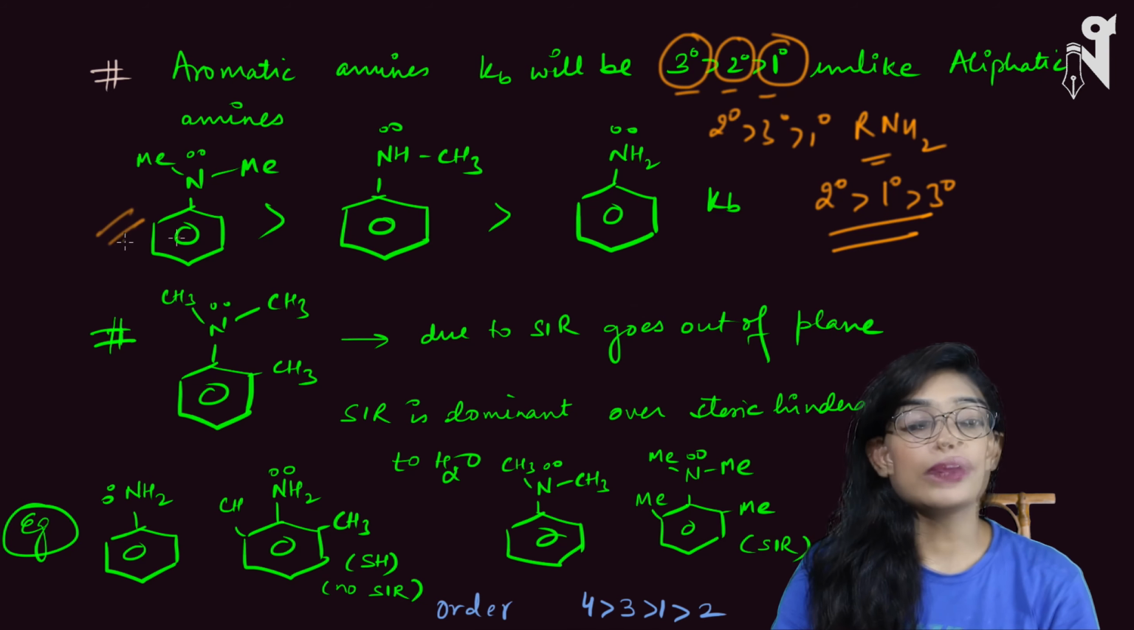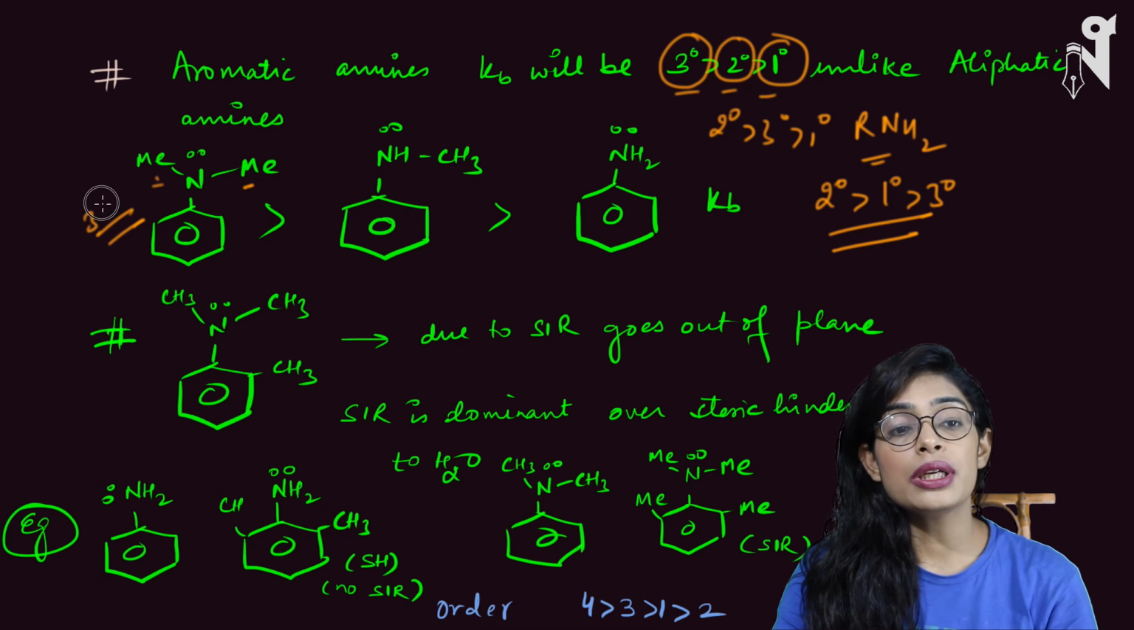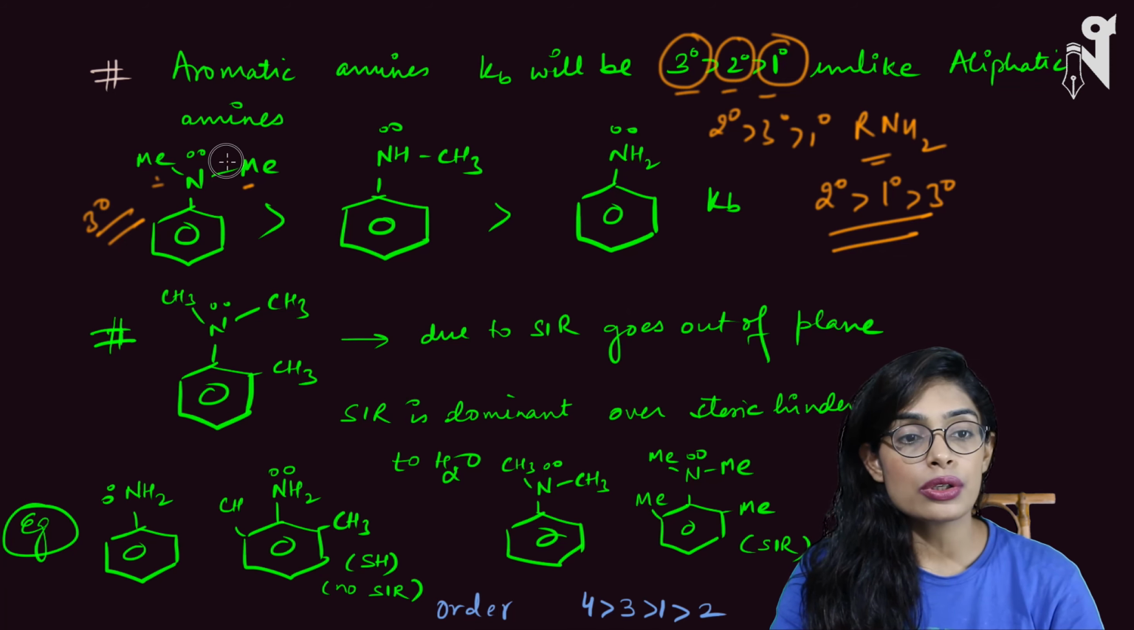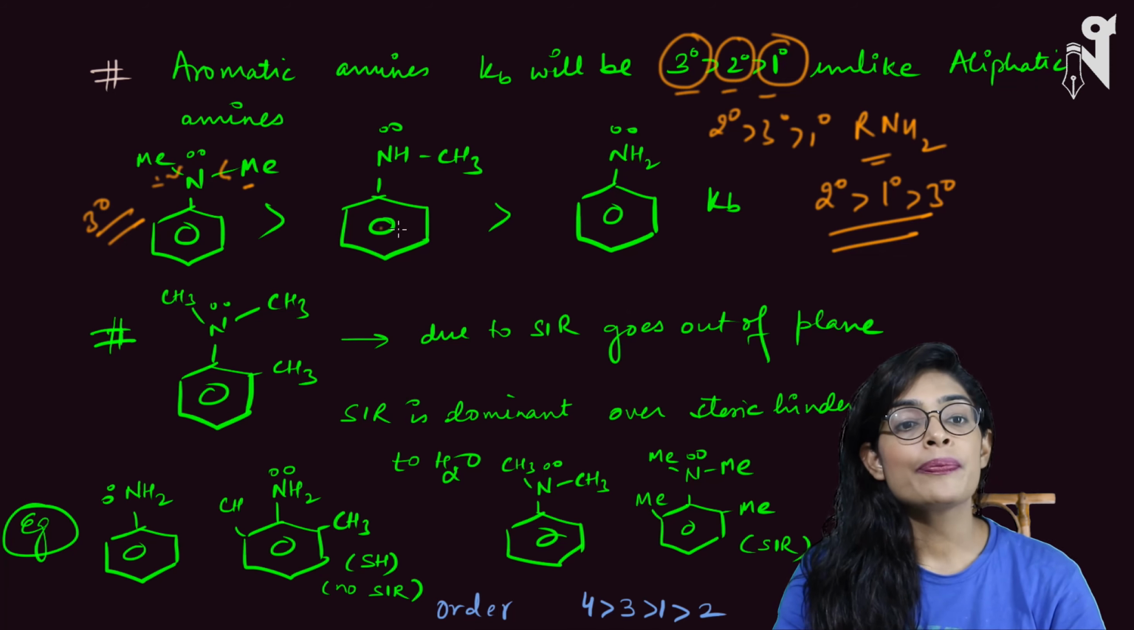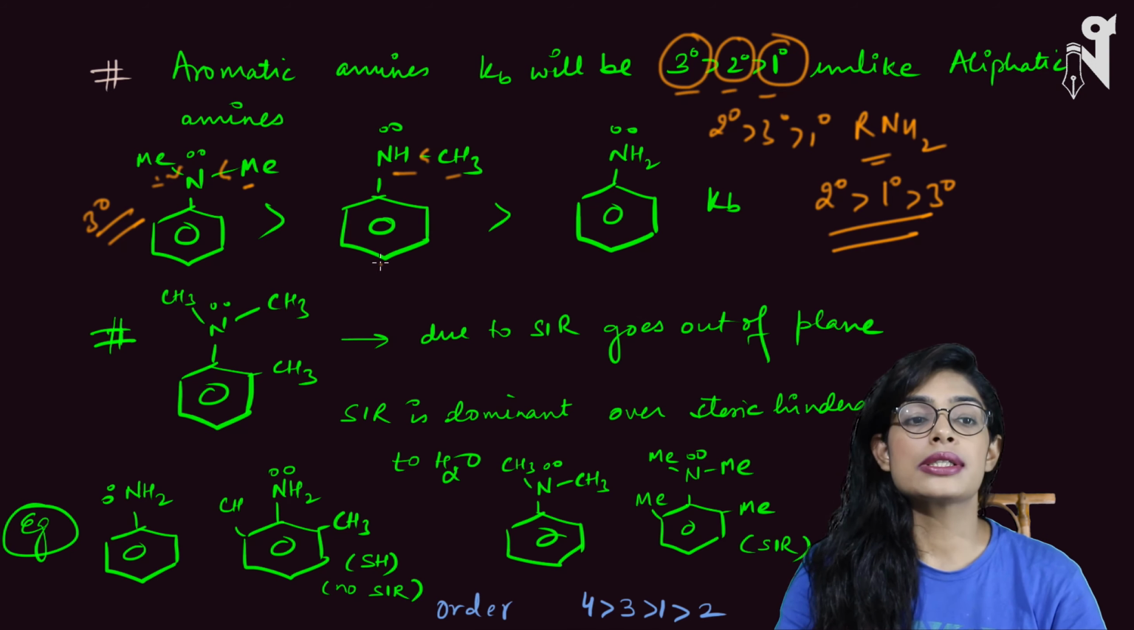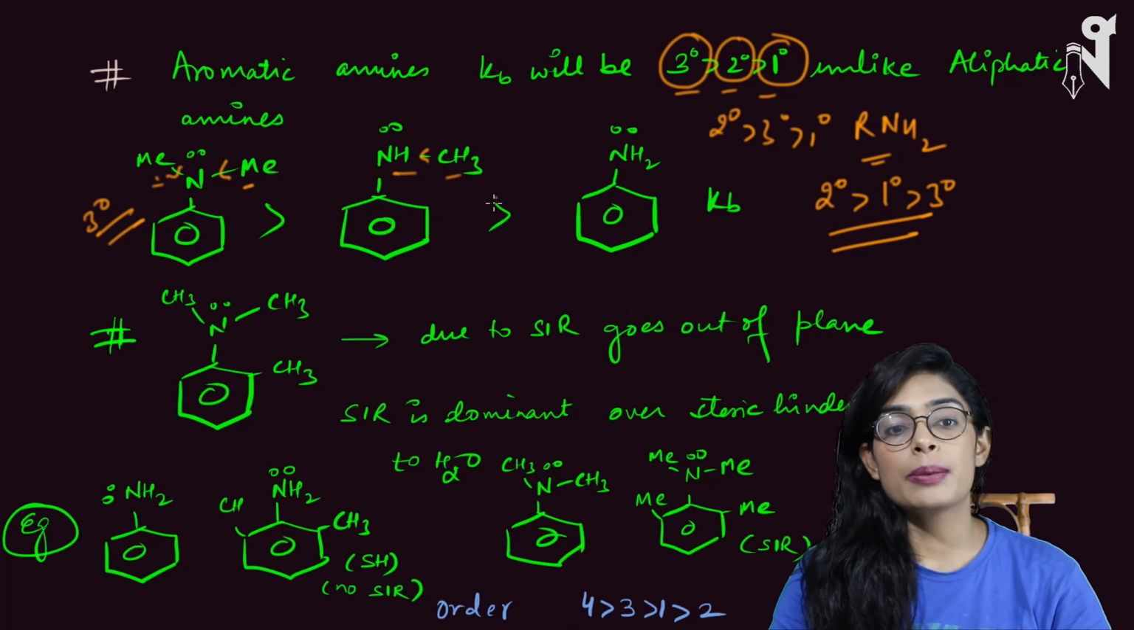Okay. So now here we have aromatic amines with two groups present over here. This is the tertiary amine, the most basic one. Two electron donating groups are present on the nitrogen. Then NH with CH3, one electron donating group present on the nitrogen. This is secondary, the next most basic, and then comes your primary aniline.